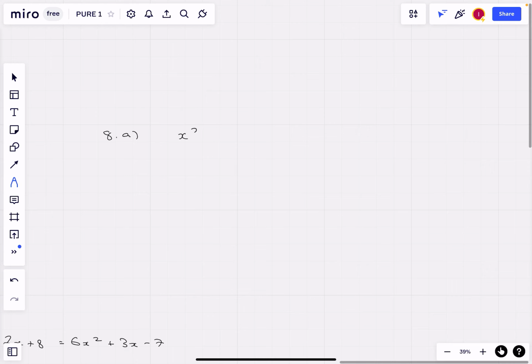So x squared plus 4k(2x minus 1) plus 5k equals 0. And now when I expand and simplify, I get 8kx minus 4k plus 5k equals 0. x squared plus 8kx plus k equals 0. There we go, that's part A done.